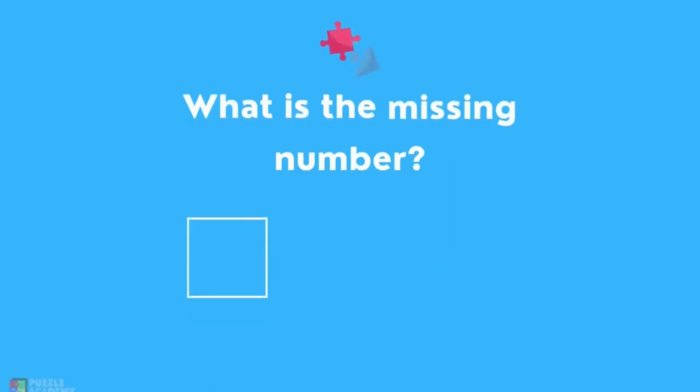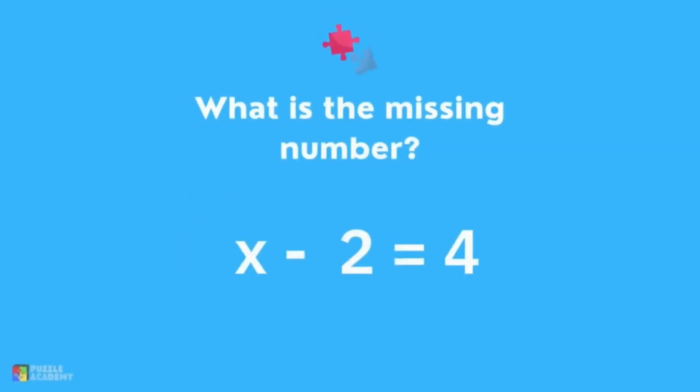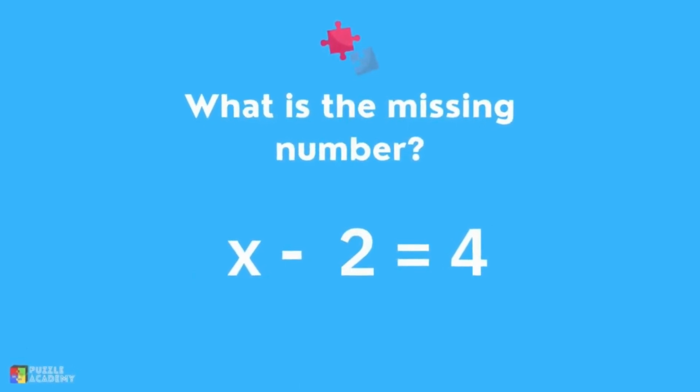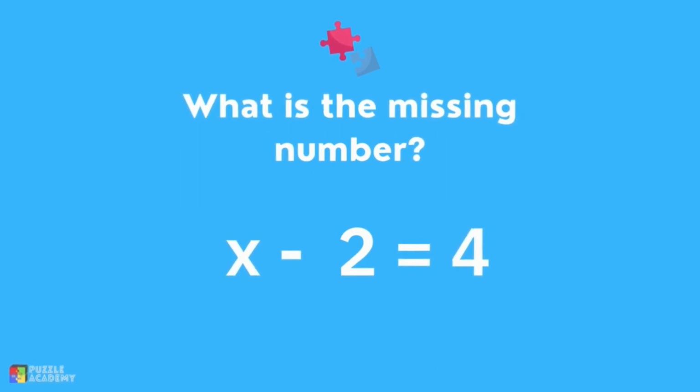Now, what is the missing number? Okay, the answer is 6, right? Because 6 minus 2 is equal to 4. Easy stuff. Well, in algebra, we don't use blank boxes. We use a letter, usually an X or Y, but any letter is fine. So we write X minus 2 equals 4. It is really that simple.